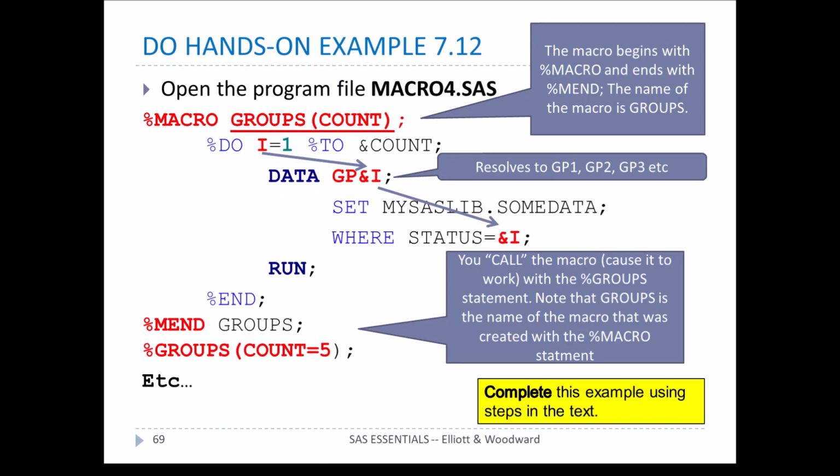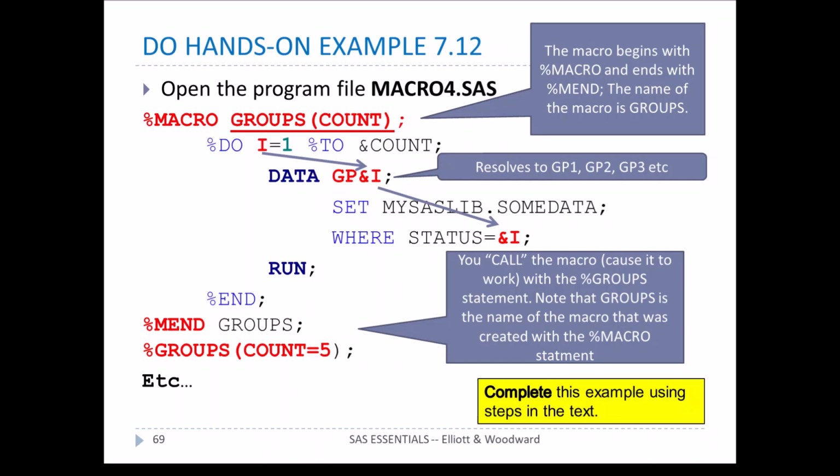All right, let's look at this hands-on example 7.12. Open the program called macro4.sas, and we see this code here where I have %macro groups(count), and that means I'm going to create a macro called groups, and I'm going to send it some information called count. Then within the macro, I have a do loop where I have %do I equal 1 to &count, the same thing that we saw earlier. The only difference here is now I'm sending this information in as count. So instead of going from 1 to 5, now it's going to go from 1 to whatever I say the count is going to be. And then I have the %end there.